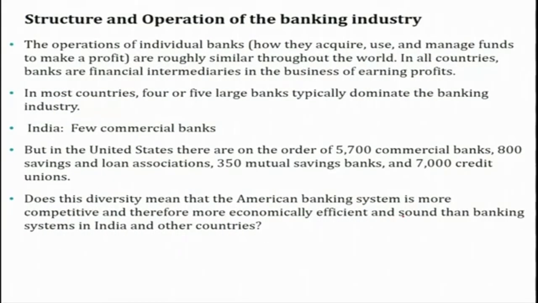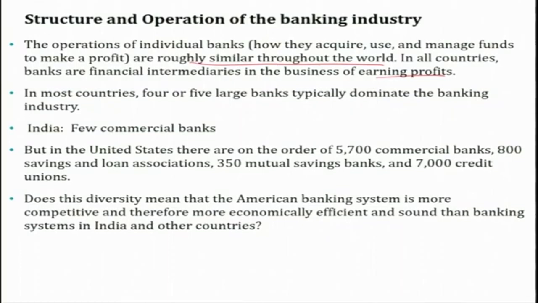So let's now continue our discussion to another area, that is the structure and operation of the banking industry over time. The operations of individual banks, how they acquire, use and manage funds to make profit, are roughly similar throughout the world, in fact. In all countries, banks accept deposits from the general public and lend to the needy people including households and firms. And in all countries, banks are financial intermediaries in business and they earn profit. They are just like any other firm. However, because of the kind of business they are doing, accepting deposits and lending loans, banking business is different from the rest of the business, right?